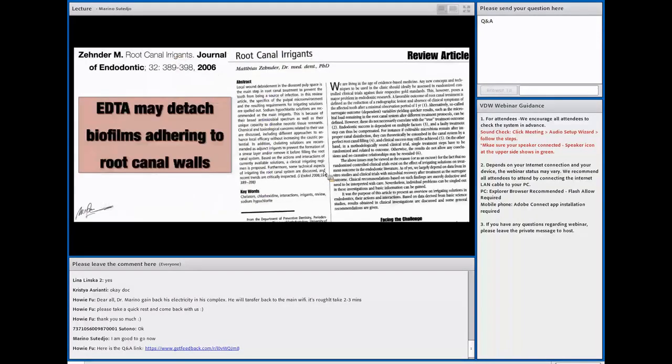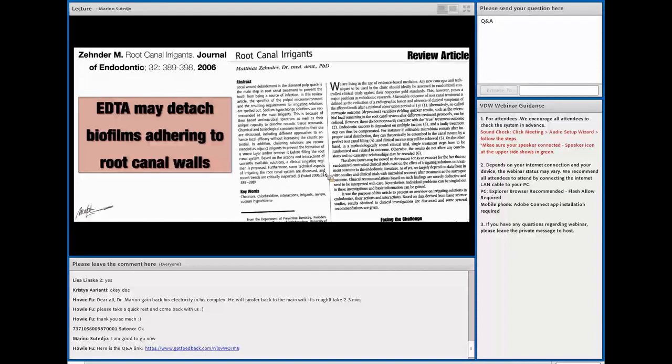But I'm going to say the effectiveness of EDTA in antibacterial capacity is low. So for me, I would rather say EDTA has, let's say, no antibacterial effect, although it does have an antibacterial effect, but it's very low.